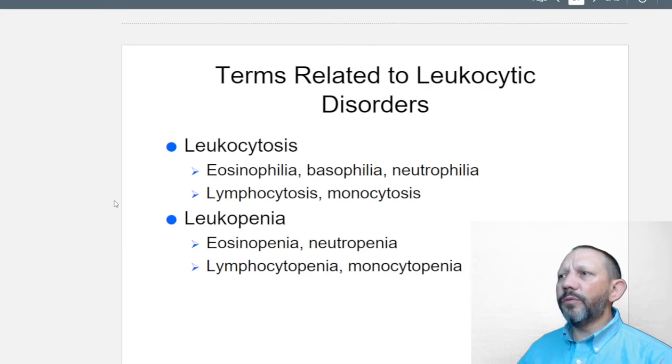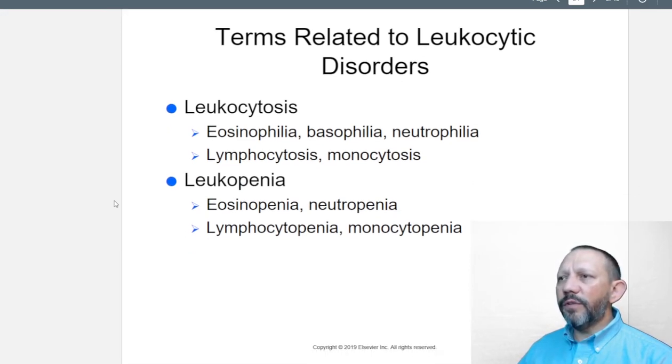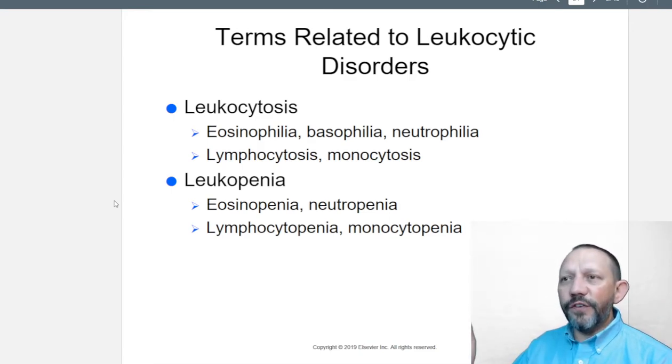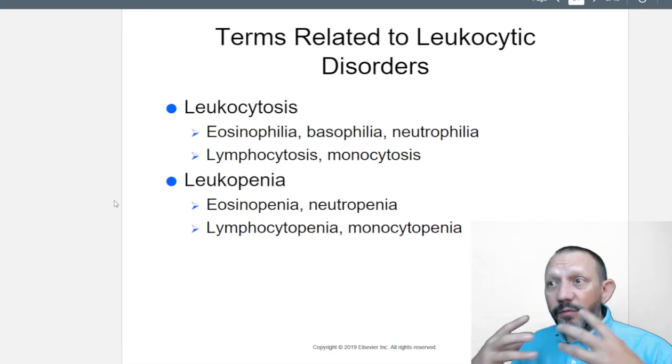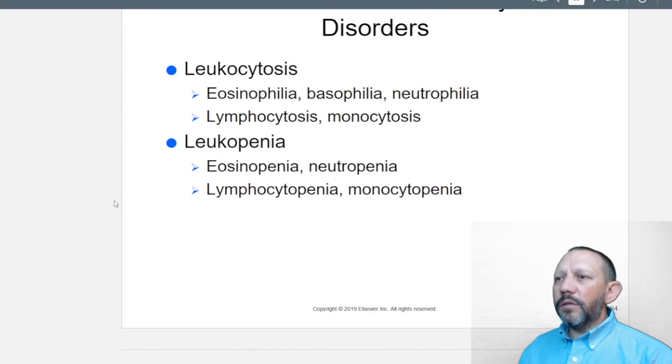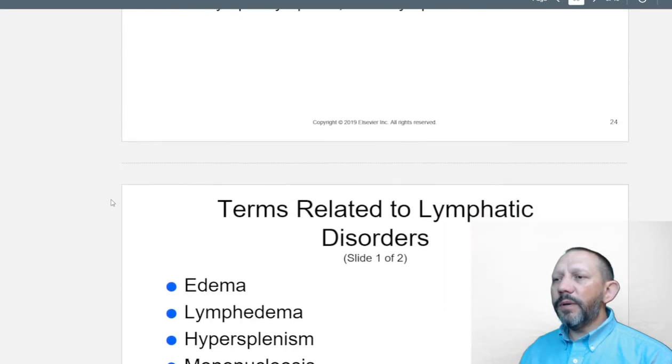Terms related to leukocytic disorders: leukocytosis, eosinophilia, white blood cell condition is what that means. And leukopenia is low white blood cells. Okay, so here are the different terms. Eosinophilia. So philia means it loves more, it wants more, right? So philic wants more. Lymphocytosis is a condition of, again, monocytosis. Eosinopenia, neutropenia, lymphocytopenia, monocytopenia. Okay.